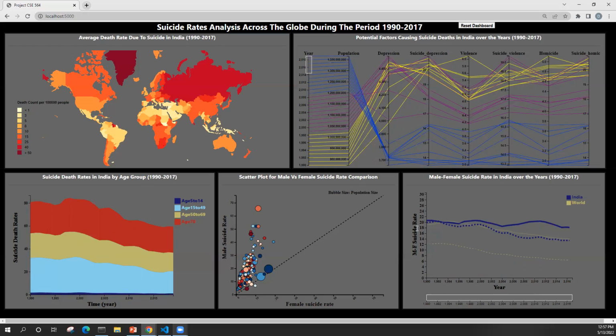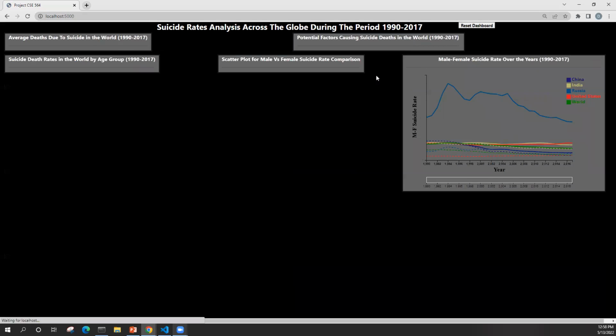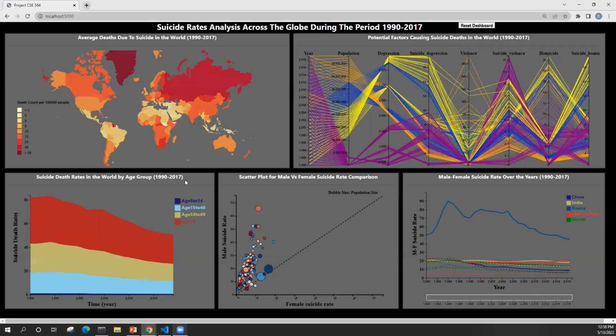From this graph, we can see that males and females are comparable and are more equally likely to commit suicide. This can also be seen from this graph because the male and female suicide rates are comparable, so the bubble is closer to the parity line. If we use the reset button, it will reset the entire graph.